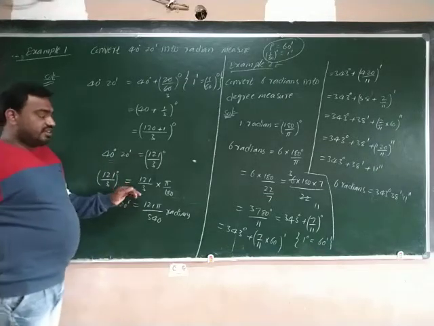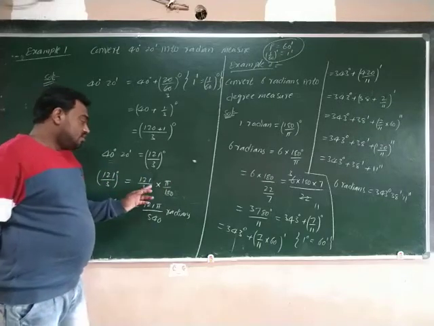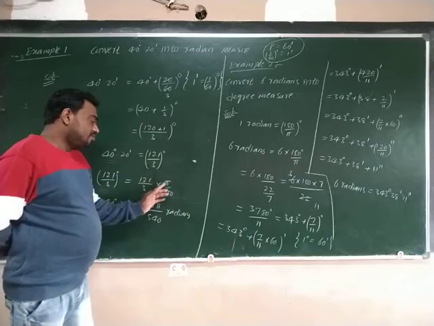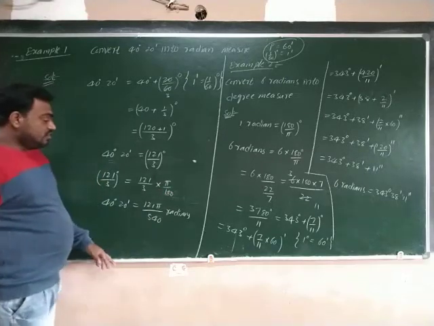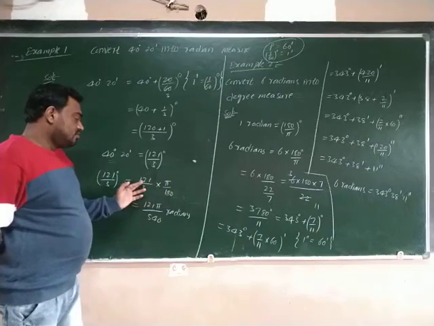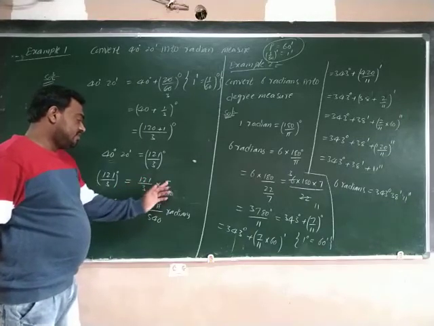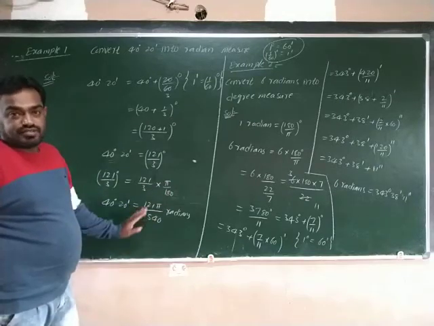Now we convert 121 by 3 degrees into radians. How do we convert? Just multiply with pi by 180. So 121 by 3 into pi by 180. It is not cancelling, so write directly as it is: 121 pi by 3 into 180, which is 540 radians. That is our answer.